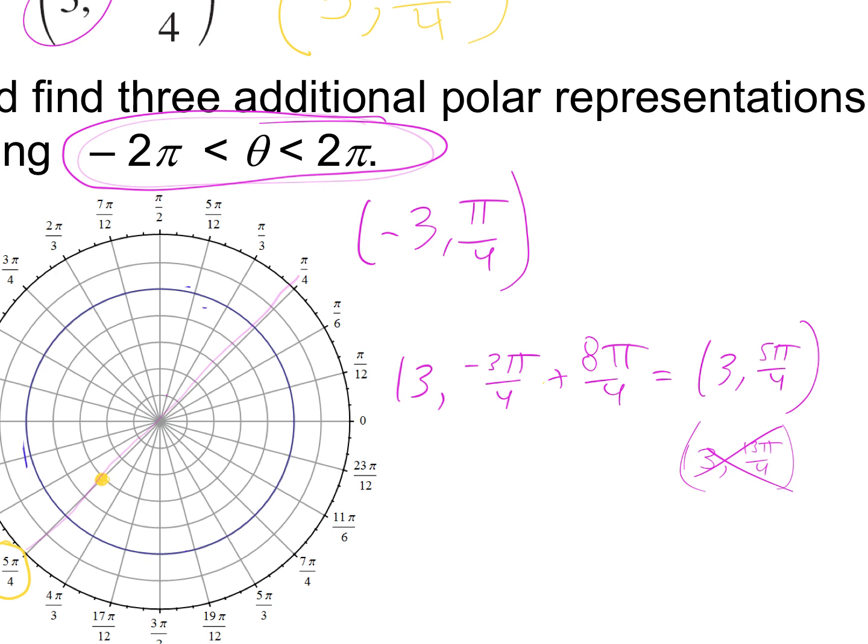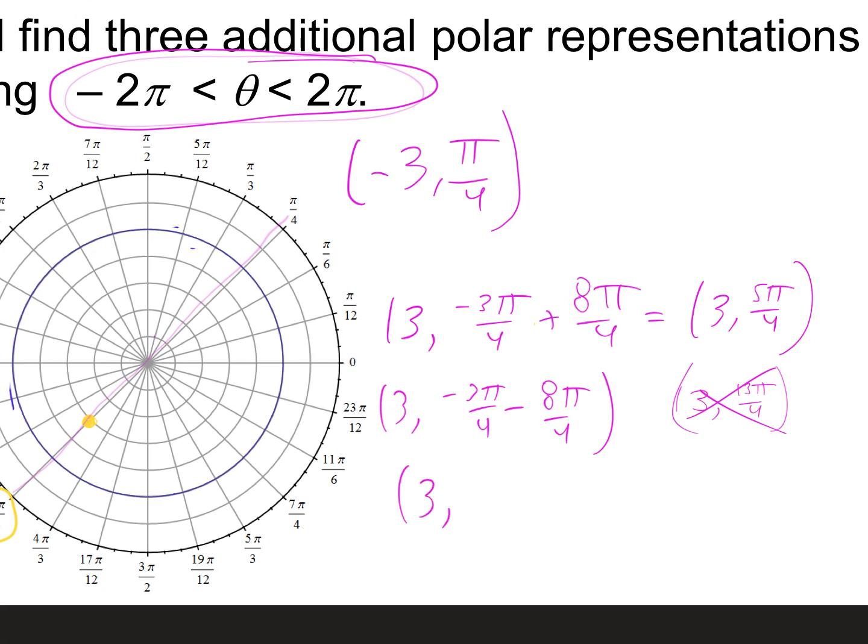So let's subtract. Let's take 3 and our negative 3 pi over 4 and subtract 8 pi over 4. So I'm going to have 3 comma negative 11 pi over 4. That's a feasible option. That mathematically makes sense. But given the constraints that they gave me, that has to be between negative 2 pi and positive 2 pi, is this one going to work? How many times does 4 go into 11? 2 whole times with what? Some left over, right? So this is too small. That one's not going to work either.